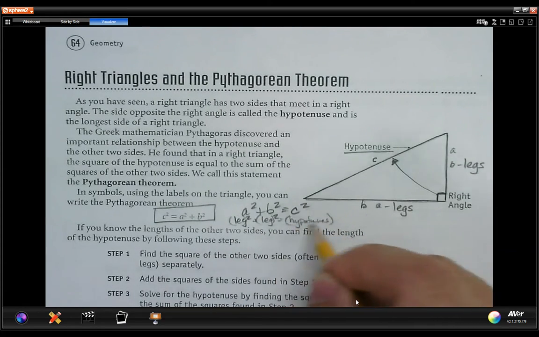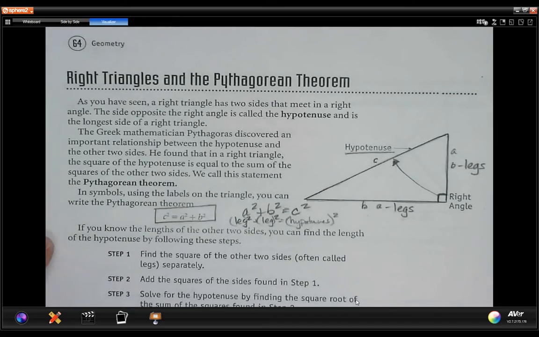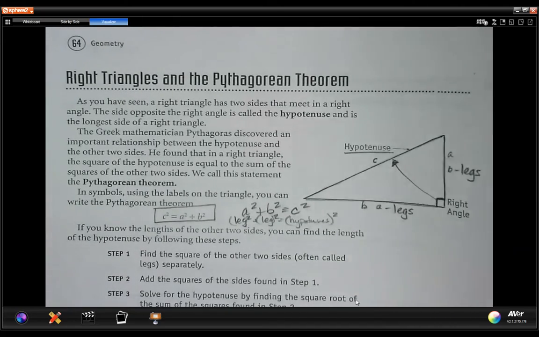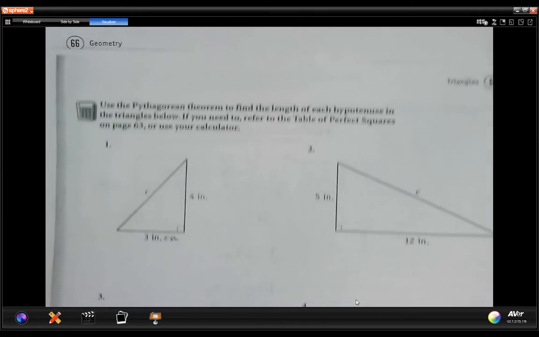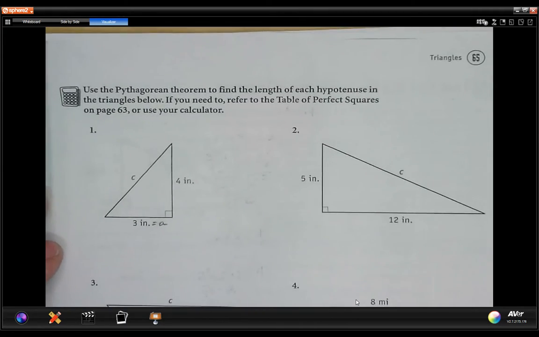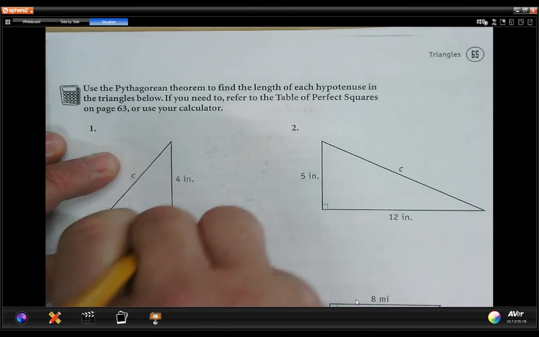Now that is a very useful theorem because it helps us to try to take two sides of a right triangle, and then we can use that to try to help us to find that other side, no matter what that side may be. So on this first page, on page 64 here, it goes through an example. We won't go through that example. Actually, I want you to turn to page 65, and we're going to go ahead and work number one here and make that a live problem.